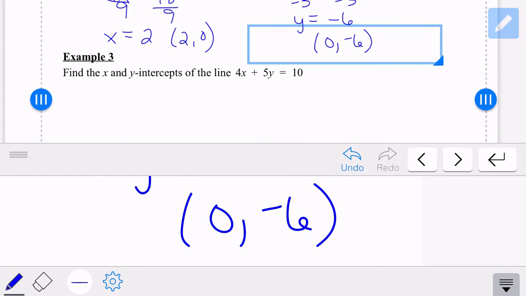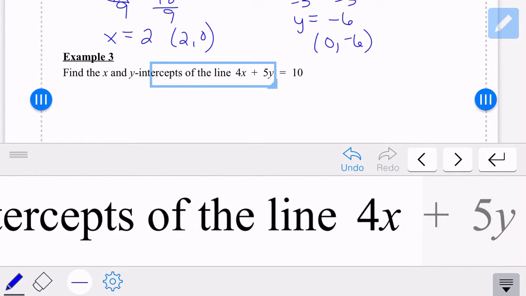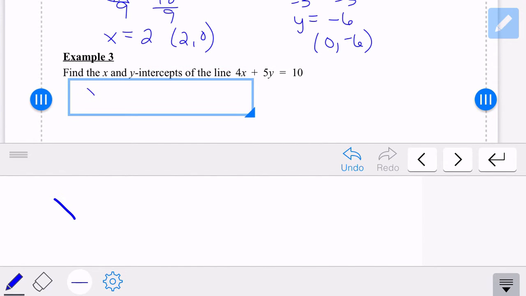Next problem here. We've got 4x plus 5y is equal to 10. So we're going to do the same thing. Let's do our x-intercept.